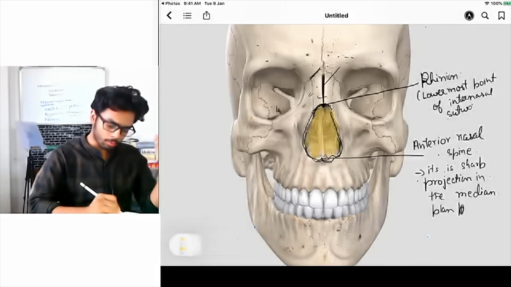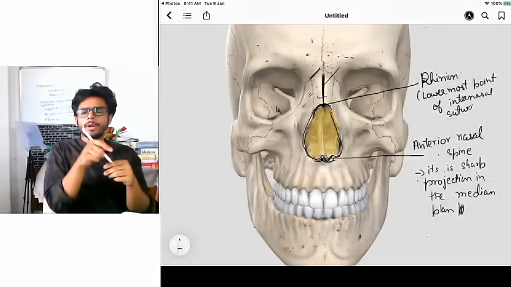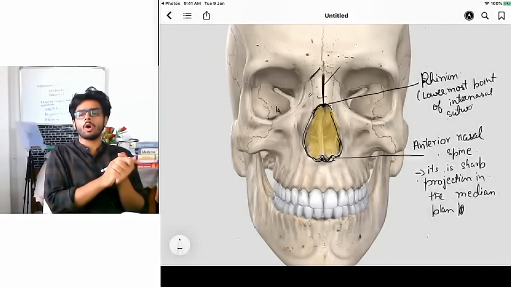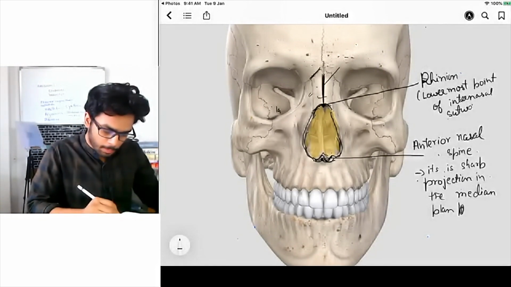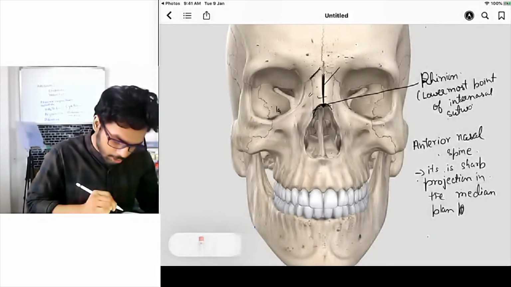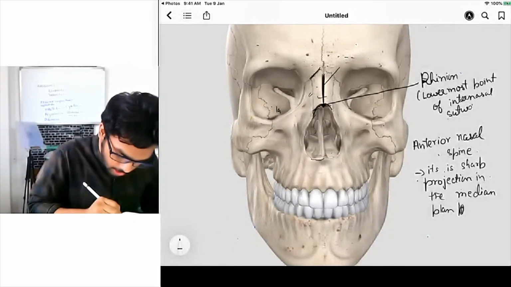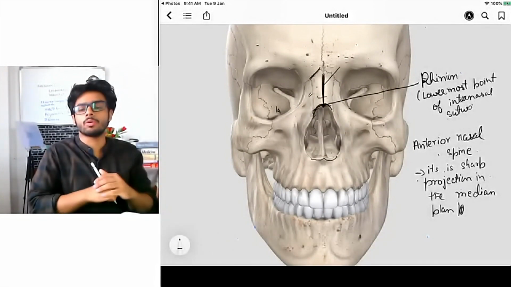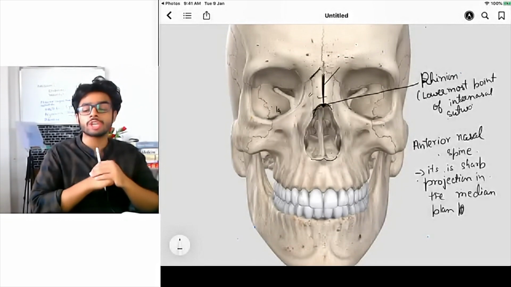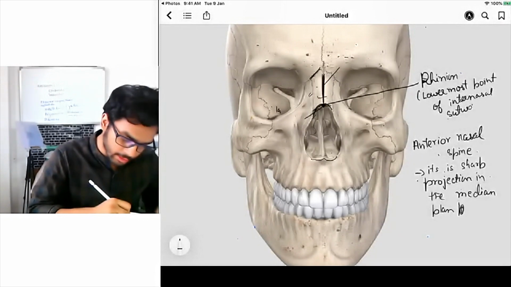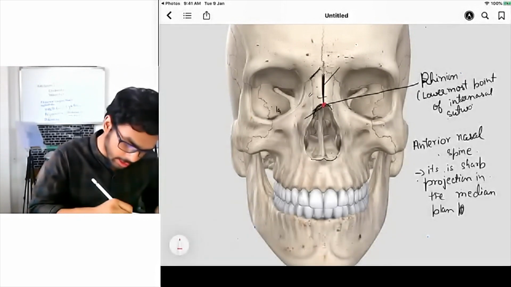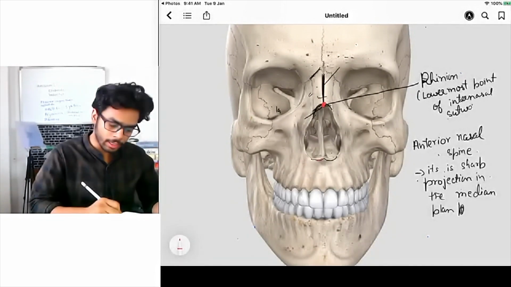Okay, on the lower part you can see the notch, a small sharp depression known as notch. But here you can also see the spine, the projection. Can you see this projection? This projection is known as anterior nasal spine. It is a sharp projection in the median plane, and the other structure present at the lowest point of the internasal suture is known as rhinion. Here we have the anterior nasal spine.